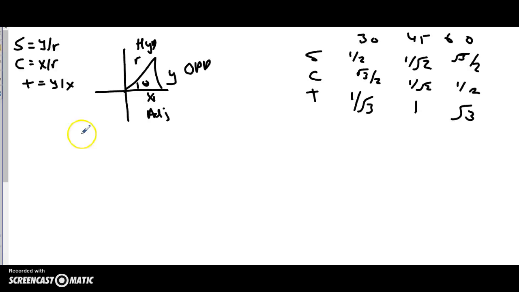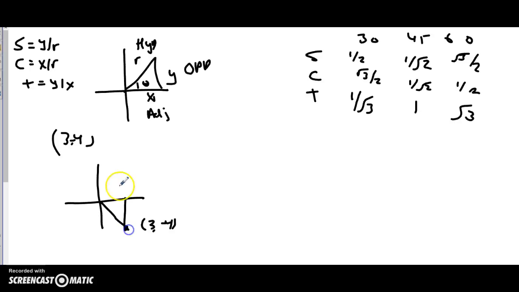So if I was given this question here, and the one we did in the notes is, okay, (3, -4) is a point. Tell me all the trig ratios. Well, let's figure out what quadrant we're in here. So (3, -4), I'm down here. So this is down 4 and over 3. I have to find out what r is.